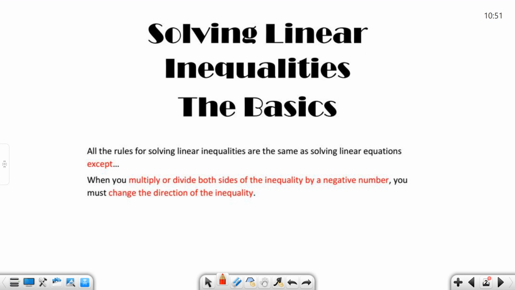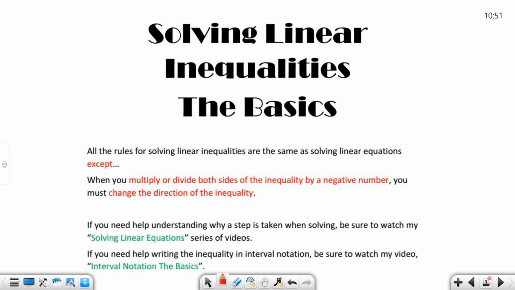So if it's a less than, it becomes a greater than. It doesn't matter if it has the equal to on it or not. That stays or doesn't stay, okay? So if you need help understanding, again, why it's taken, watch my Solving Linear Equations series of videos. If you need help writing in interval notation, be sure to watch my video, Interval Notation, the Basics.